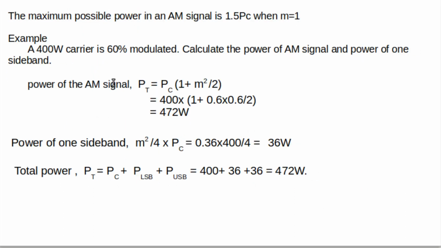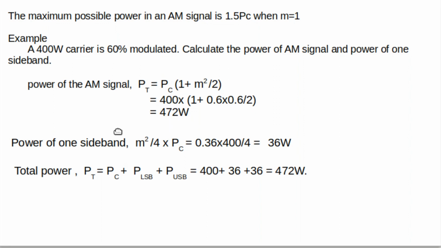Now we will see an example. A 400 watt carrier is 60% modulated. Calculate the total power of the AM signal and power of one sideband. We will use the equation power of the AM signal PT equal to PC into 1 plus M square by 2. PC is 400, then M is 0.6. So 0.6 into 0.6 is M square. If we calculate this value, we will get 472 watt. So total power of the AM signal is 472 watt.